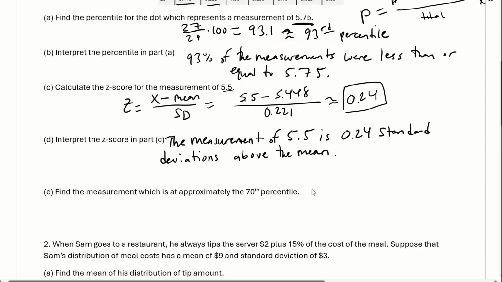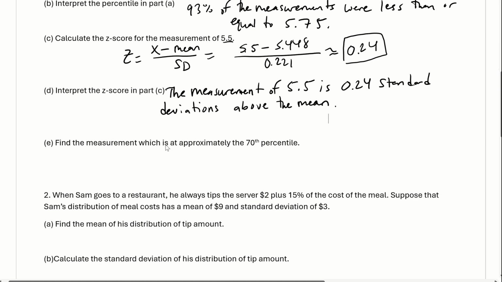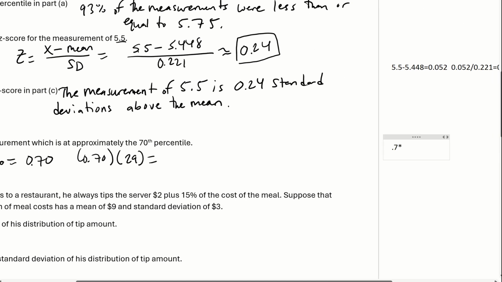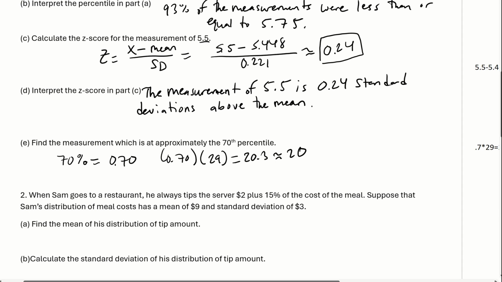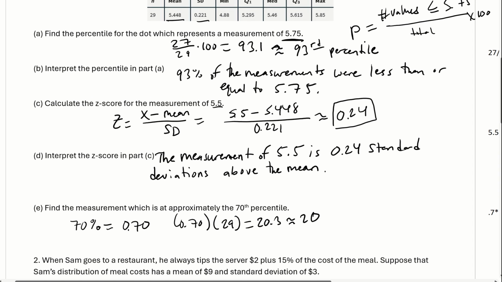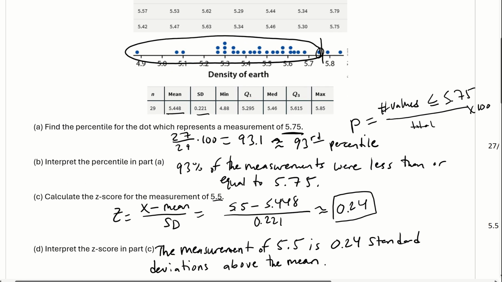Okay. All right. Find the measurement which is at approximately the 70th percentile. So that means 70th percentile is 70%, which we convert to 0.70, right? So we need to do 0.70 times the total, which was 29 measurements. Okay, so we're going to do 0.70 times 29, so I'm going to do that real quick. So that's 20.3. So approximately the 20th. So we need to look for approximately the 20th measurement, right?